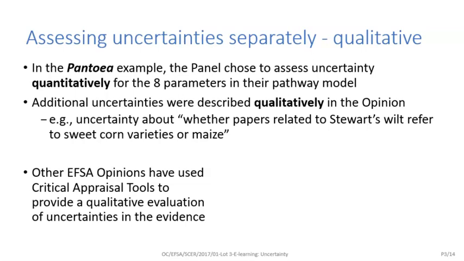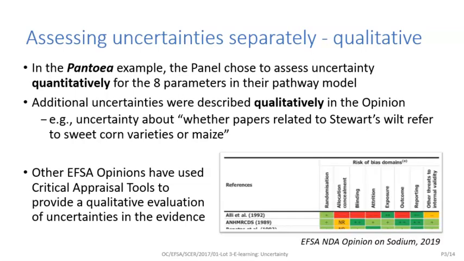Other EFSA opinions have used critical appraisal tools to provide a qualitative evaluation of uncertainties in the evidence. Here's an example from the sodium opinion, which I showed in the previous presentation. The ratings and color coding provide a qualitative measure of the magnitude of different types of uncertainty for each study, which are a helpful input when making quantitative judgments.